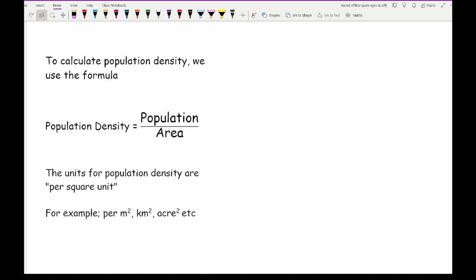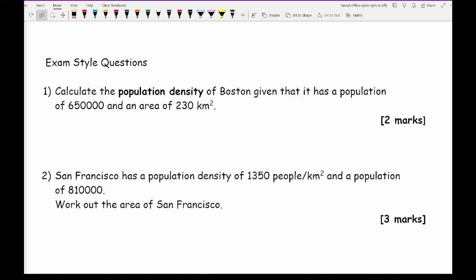So if your area is measured in meters, it'll be per meter squared. If the area is in kilometers, it'll be per kilometer squared. If it's in acres, it'll be acres squared. If you're not talking about people, let's say you're talking about cells or animals or ants or insects, then you may want to go into millimeter squared, centimeter squared, or any other length unit squared. So now let's have a look at some exam style questions.